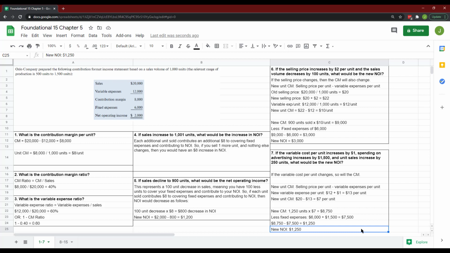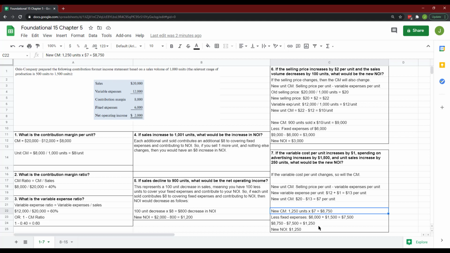Because now, although you're selling 250 more units, those 1,250 units in this case aren't contributing enough dollars to cover and compensate for that increase in fixed expenses. Now you have $1,500 more to cover. One way to look at this is to say, well, our new CM is $8,750. What was it before? It was $8,000, right? So your contribution margin only went up by $750, but you now only have $750 to cover $1,500 more in fixed expenses. So that increase in contribution margin wasn't quite enough to compensate for that increase in fixed expenses.